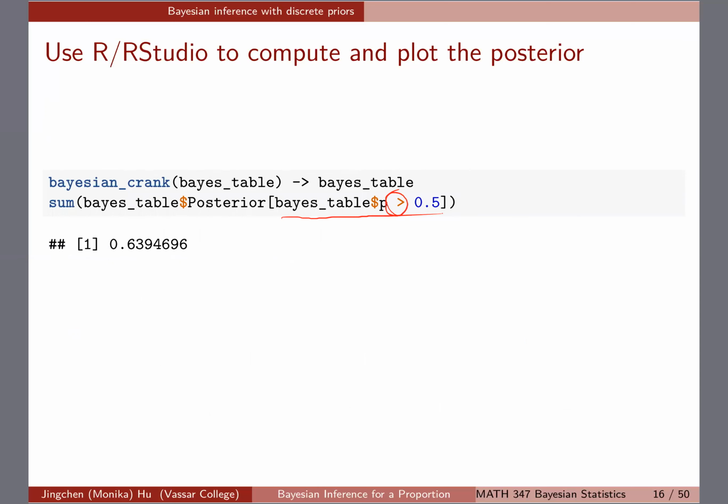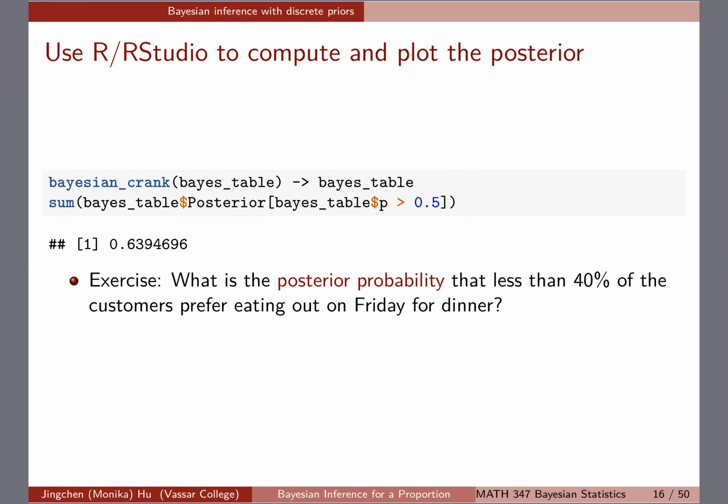operation here. I'm trying to sum the posterior column of my table just now, but only conditioning on p greater than 0.5. So try out those commands if you're not familiar with R. I think those are good examples for you to go through. And it's also interesting to look at this exercise really quick. It's less than 40% in that case, so we should sum over all of the probabilities for p smaller or equal to 0.4, right?